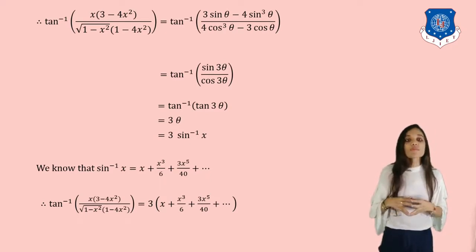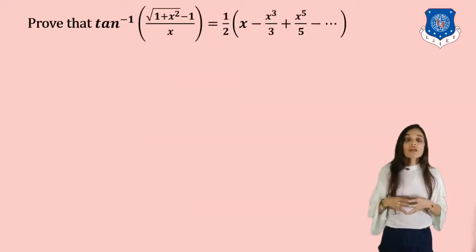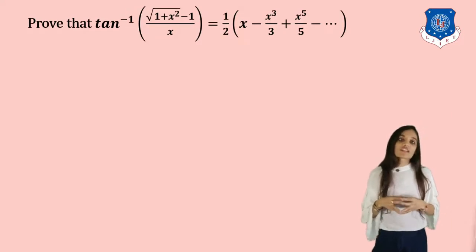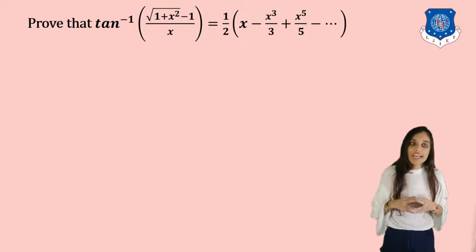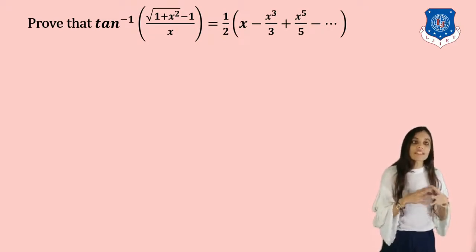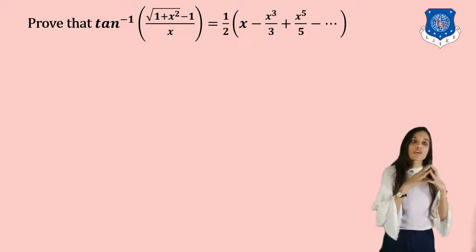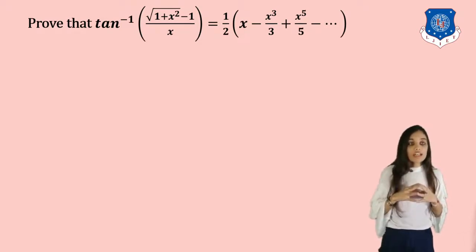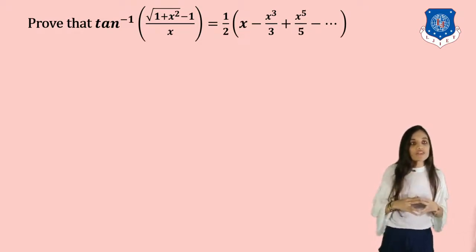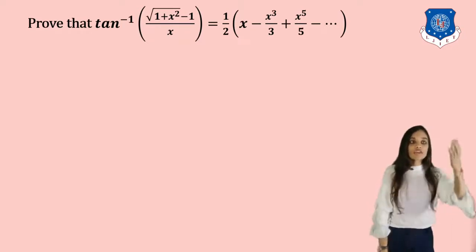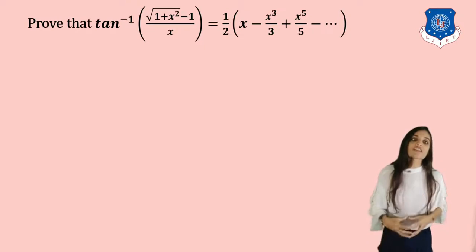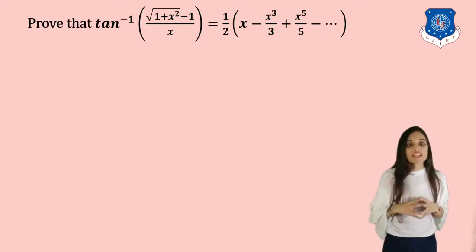Now let's check one more example. Prove that tan inverse of square root 1 plus x square minus 1 upon x is equal to half of x minus x cube by 3 plus x raised to 5 upon 5 minus and so on. In today's session we have just studied the series expansion of tan inverse x, and you can look at the RHS also, we have the series expansion of tan inverse x.